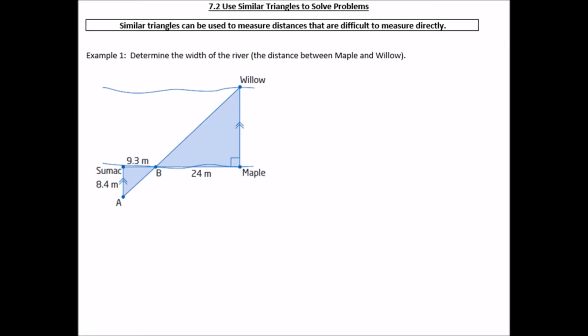Now what we're going to do is apply similar triangles to actual word problems. Okay, so 7.2, use similar triangles to solve problems. Similar triangles can be used to measure distances that are difficult to measure directly. Okay, so in example 1, we see a stream, like a river.